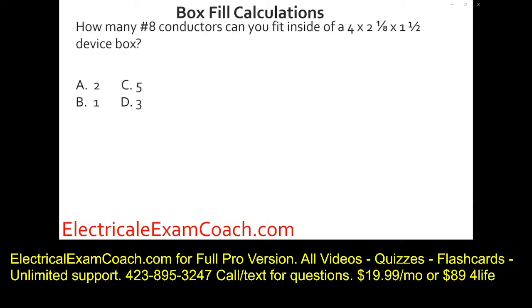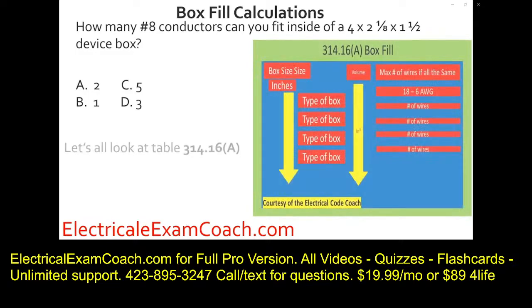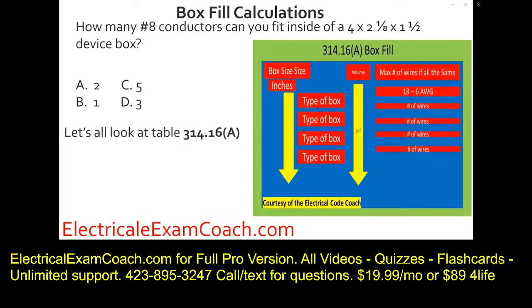How many number 8 conductors can you fit inside of a 4 by 2 1/8 by 1.5 inch device box? We head to 314.16(A). We're going to find our gauge wire. Then we're going to come over and find our type of box and size. Make sure we do everything correctly. And we're going to find that it holds 3.